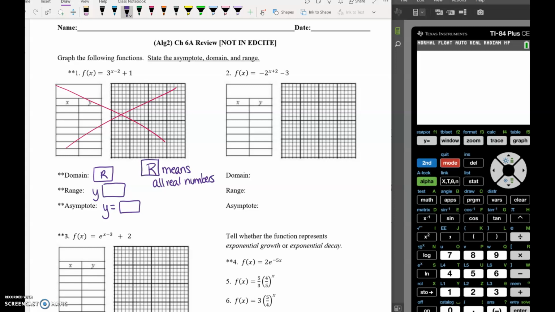The range has to do with the asymptote, and the asymptote comes from this plus 1. So your asymptote is y equals 1. Because it's a positive in front of this thing, we know that the graph has not flipped. So the range is going to be y is greater than the asymptote. And you will have to type in the greater than symbol and the 1.